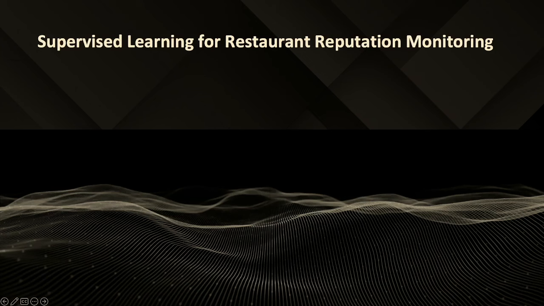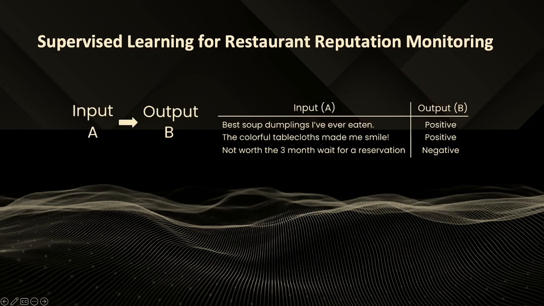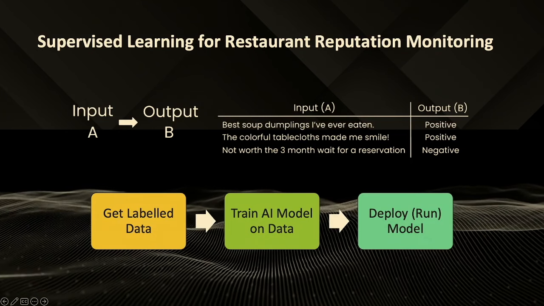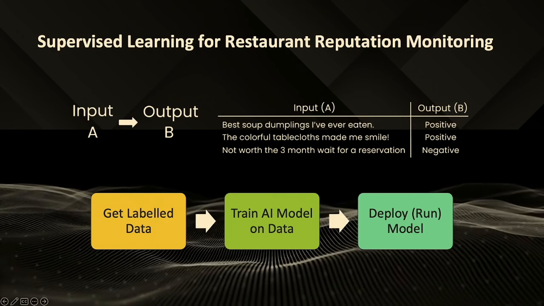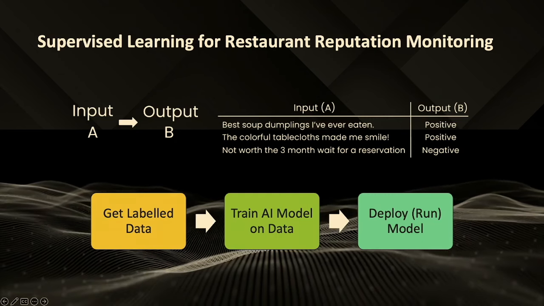So with such prior knowledge, we move on to building an artificial intelligence project. For example, if you want to own a business and monitor your reputation, how do you do it? You periodically collect all the feedback and put it into a machine learning system, right? If it's good feedback, your label is positive. If it's negative feedback, your label is negative, then your employees will handle it. So firstly, we need to get the labeled data, then train an AI model on the data, then deploy the model.